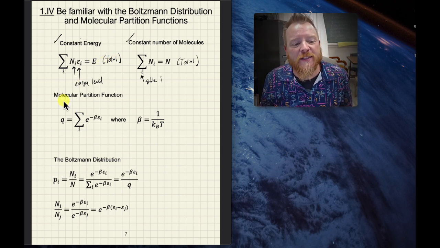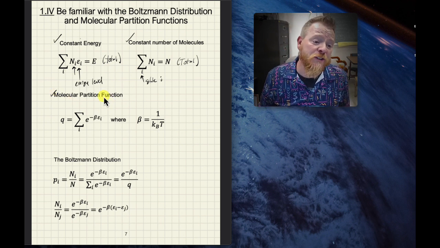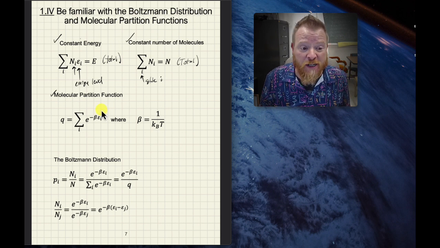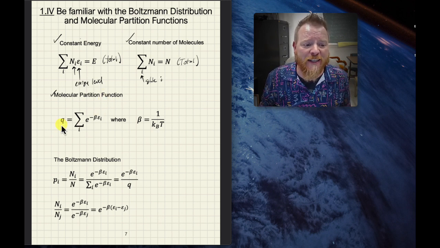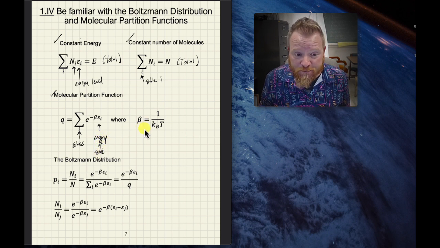So we can put all of this together in what's called a molecular partition function, which is our calculating tool for our population of states. The partition function gets the letter q, and it is the sum over all states. So remember, that could be 1, 2, 3, 4, 5, 6, etc. And it's the sum of e raised to the power negative beta times the individual energy of that state. So beta is 1 over k_Boltzmann times T.